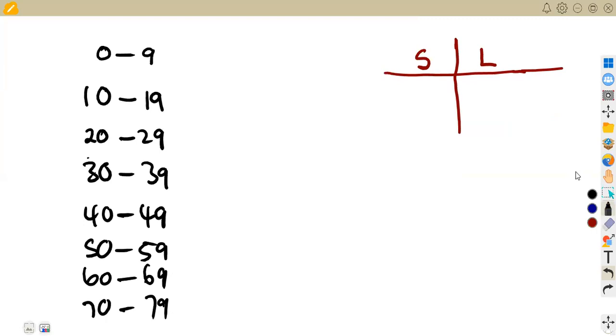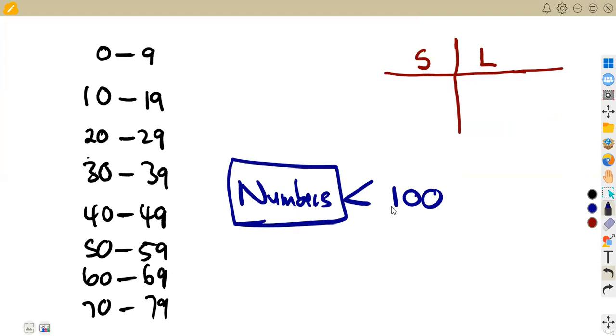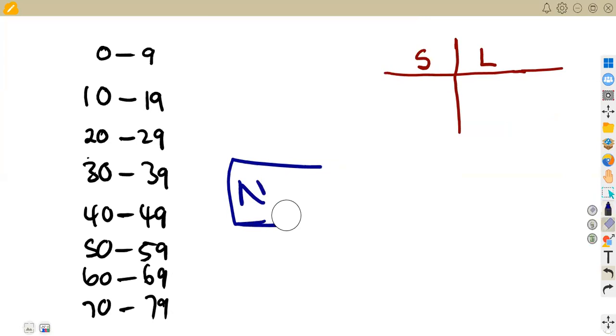But for now, I want us to talk about numbers that are less than 100. Then we shall talk about another class of numbers that are greater than 100, and how to operate with numbers of that nature.